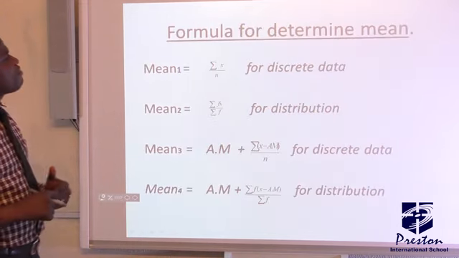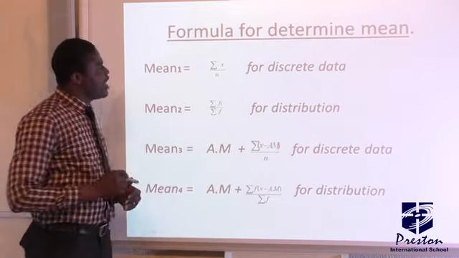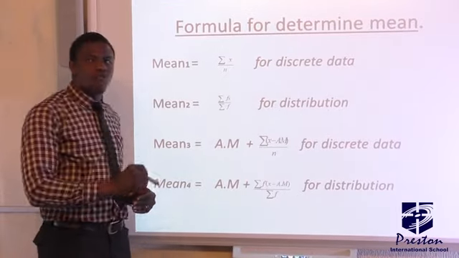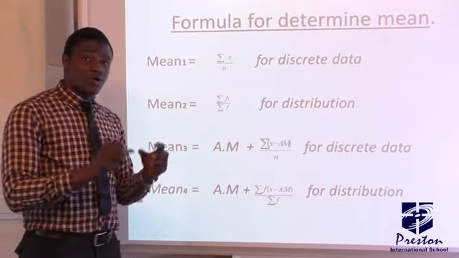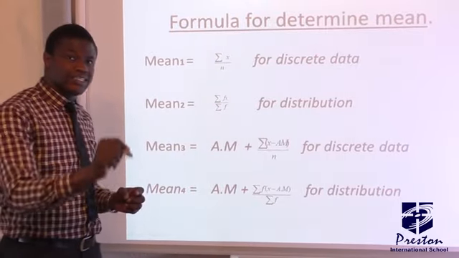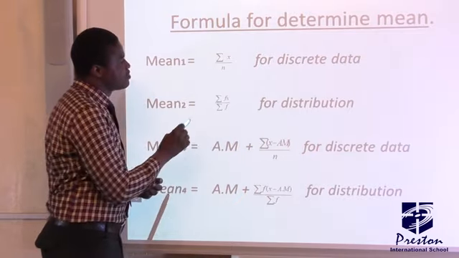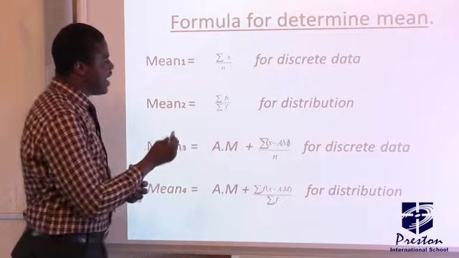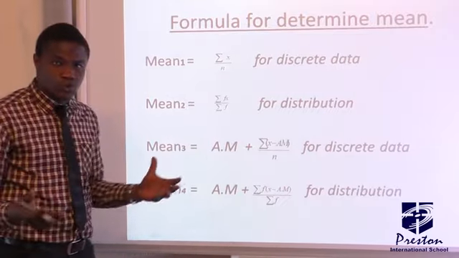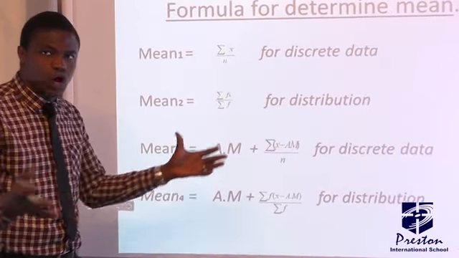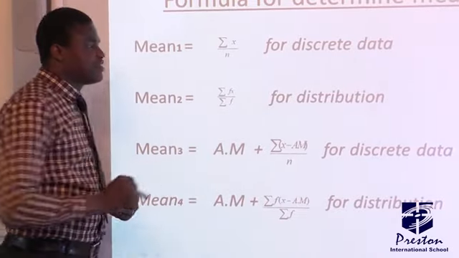Now, formula for determining mean. To start with, formula 1: here we have summation x over n for discrete data. This is a situation whereby you are considering each sample in the data before you determine the mean. So we have summation x over n, that is, n is the number of samples, while x refers to the samples. The summation is the total addition, the sum of the samples. Now, this is for discrete data.